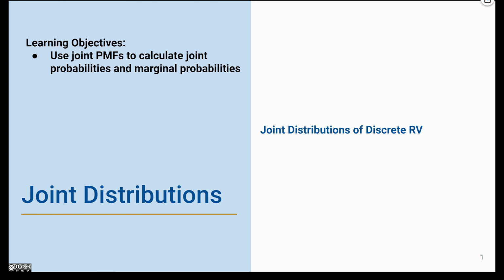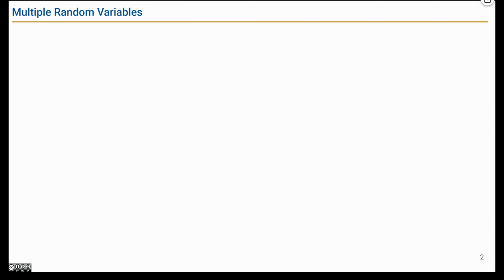Now we're going to go from one random variable to multiple random variables. And for the scope of this lesson, we're just going to be looking at discrete random variables. Okay, so what do I mean by multiple random variables? Let me give you a real world example of this first.